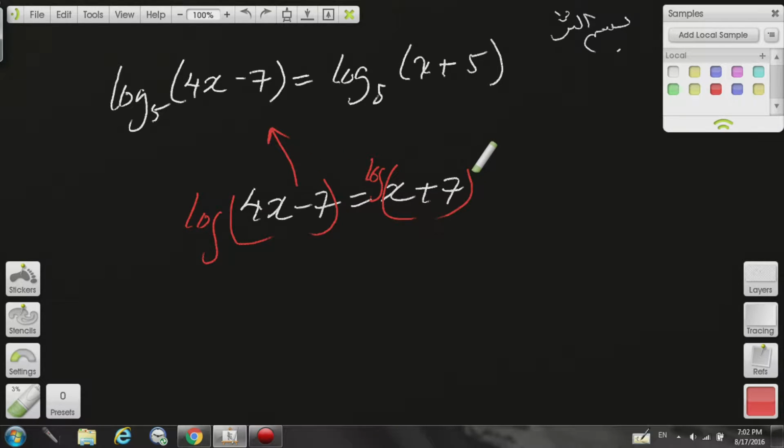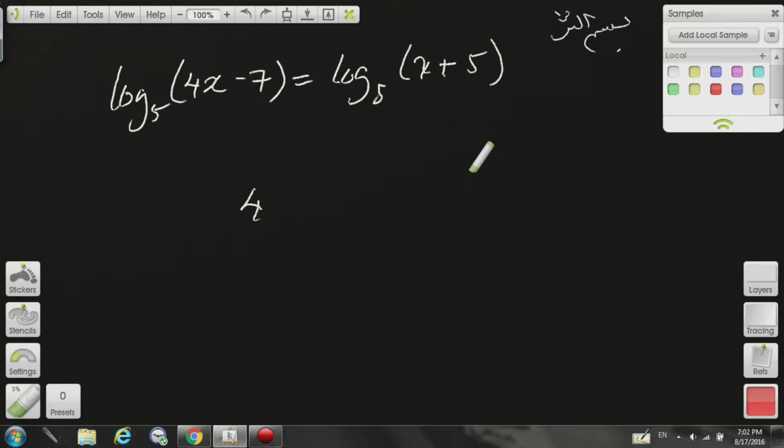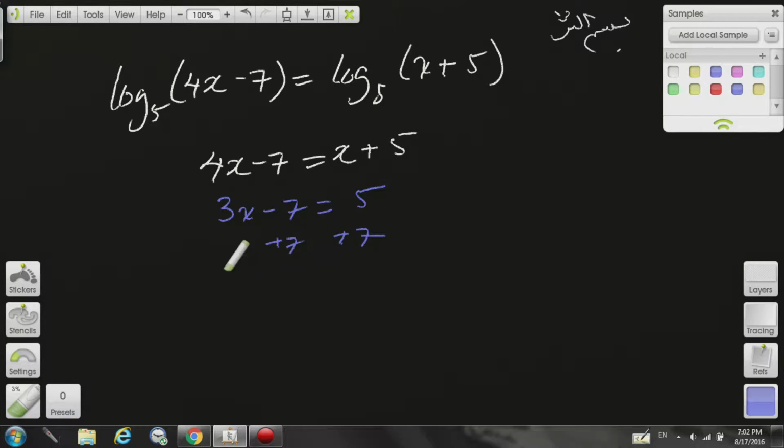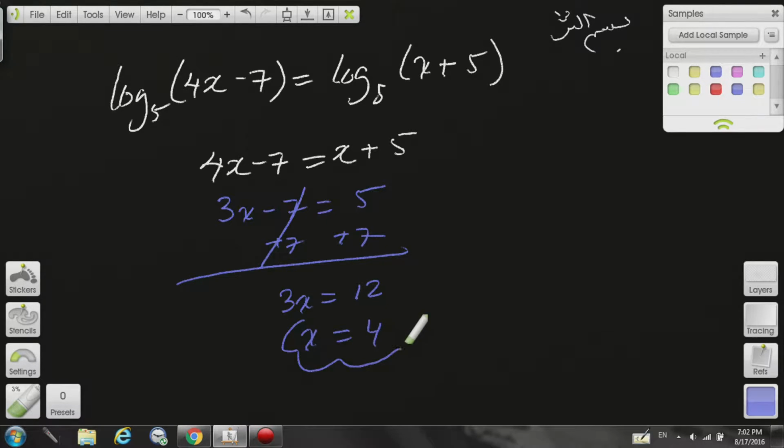So when there are logs on both sides like this, you can just simplify it and get rid of the logs. Now you have to be careful because there's nothing else attached. For example, there's no 2x or something. Then you can't just get rid of the logs. But if there is just one log over here and one log over here, then this simplifies basically to 4x minus 7 equals x plus 5. Okay? Then you can just solve for x. Subtract x from both sides. You get 3x minus 7 equals 5. Add 7 to both sides. You get 3x equals 12. And then x equals 4. Like that.